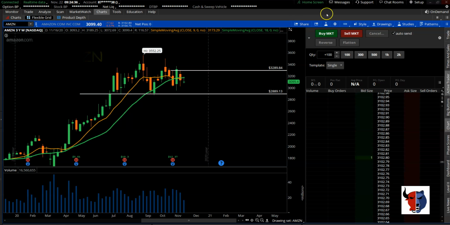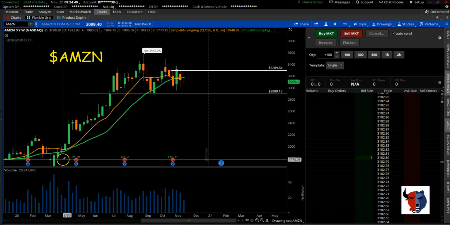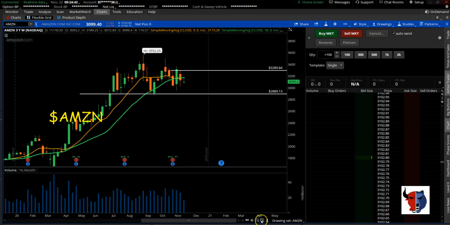Here's the Amazon weekly chart. What's going on in this weekly chart is that the trend is still up, and it looks like it is making, I mean, it's not really a head and shoulders right now, but it does give that feeling, right? This is the neckline.